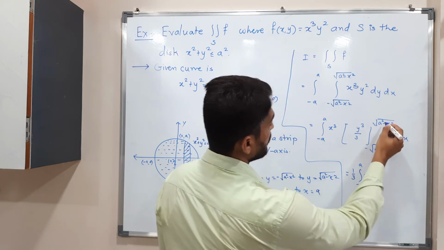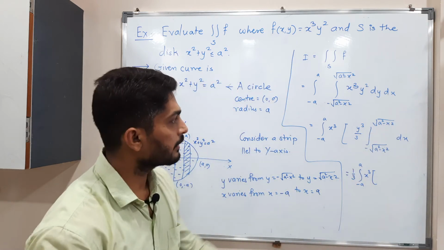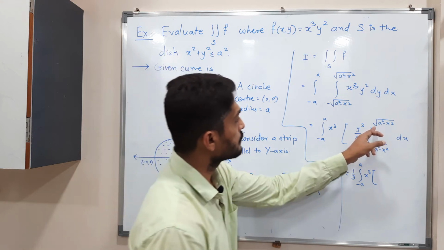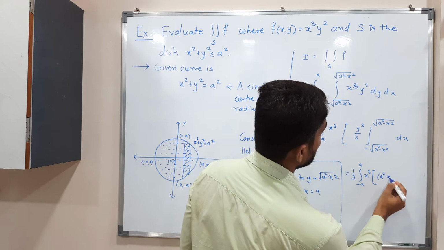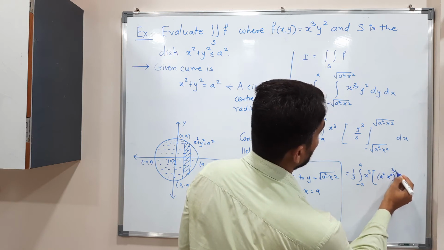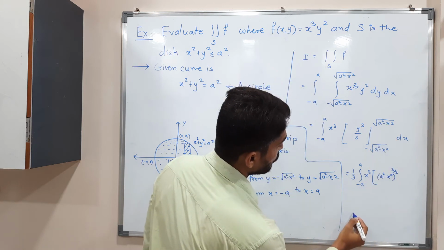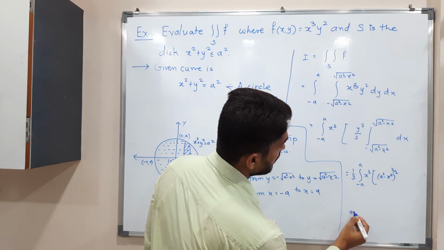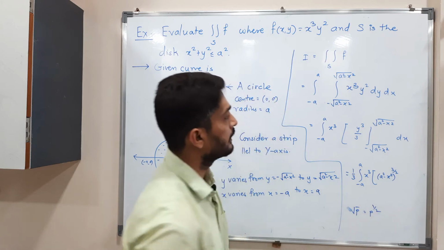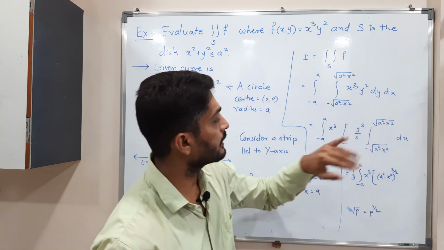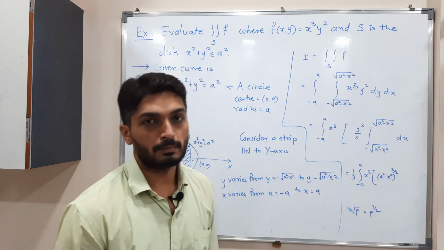Okay, so if you put the upper limit, what will happen? It's cubed. That means a square minus x square raised to 3 by 2. Since root means, when we say p raised to root p, that means p raised to 1 by 2. You are getting? So root means 1 by 2 and we are taking its cube. So that's why it is 3 by 2.